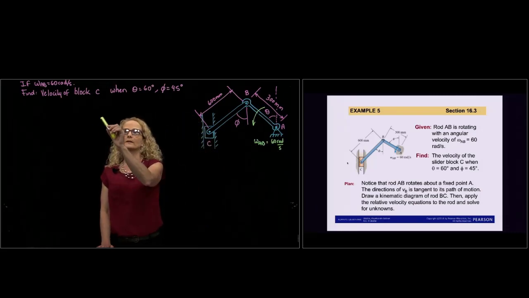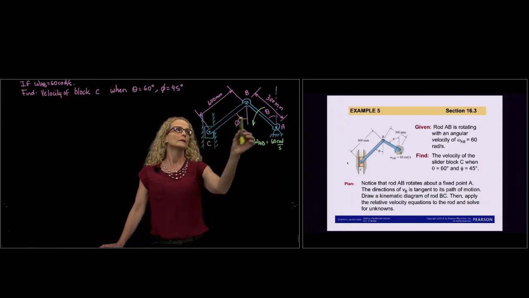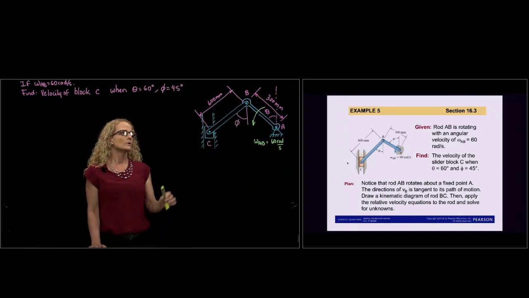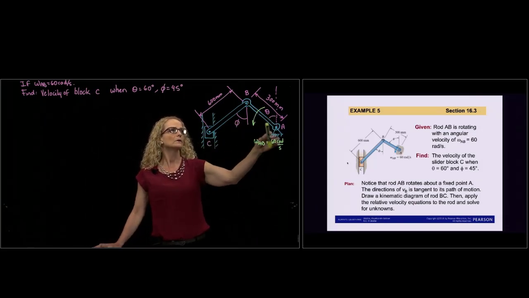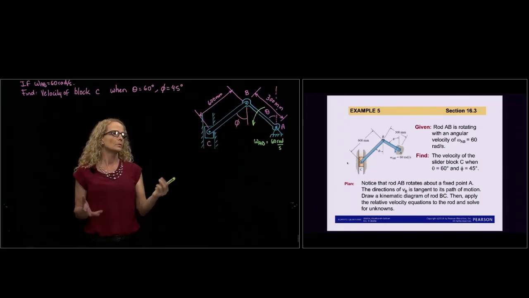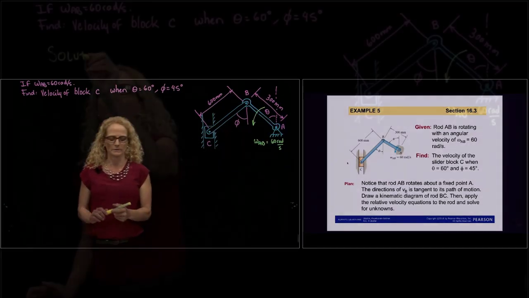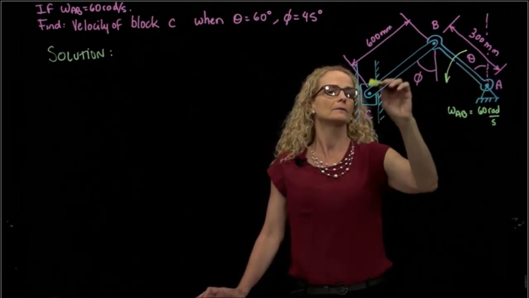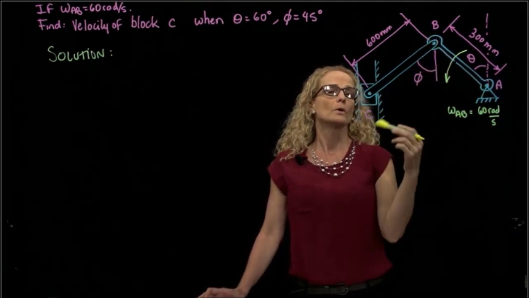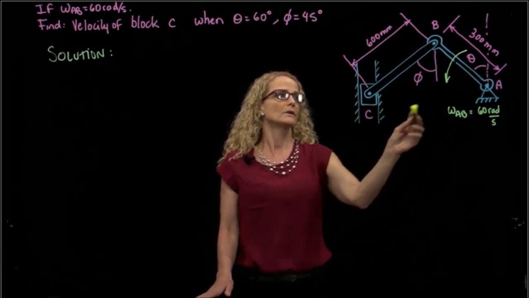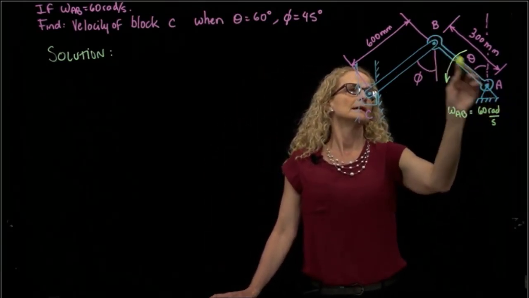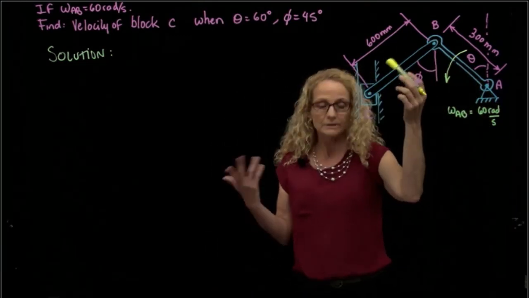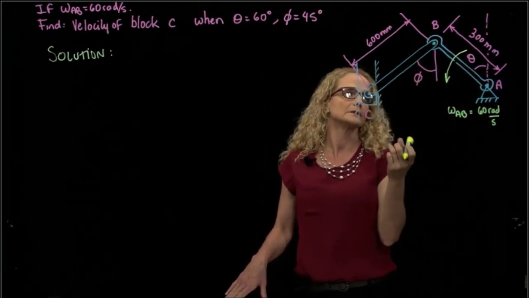And we are asked to find the velocity of block C when the angle theta is 60 degrees and angle phi is 45 degrees. So as we see, having one angular velocity, everything is connected that makes the block C move, so we can go from one side to the other and find the velocity. The rod AB and the rod CD are connected at point B. So what I'm going to do is find the velocity of B using the rod AB, and then find the velocity of C using that velocity of B that I just found.